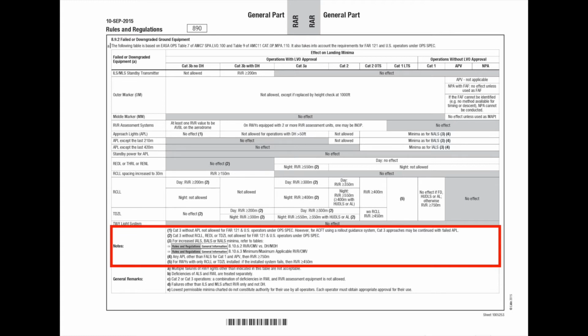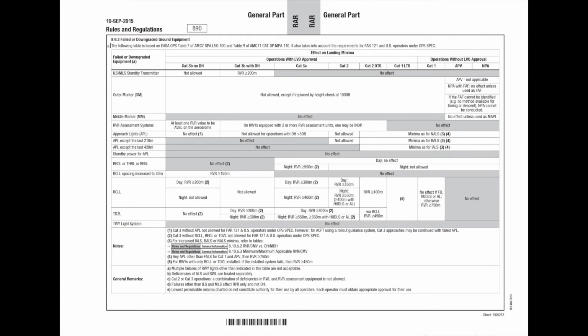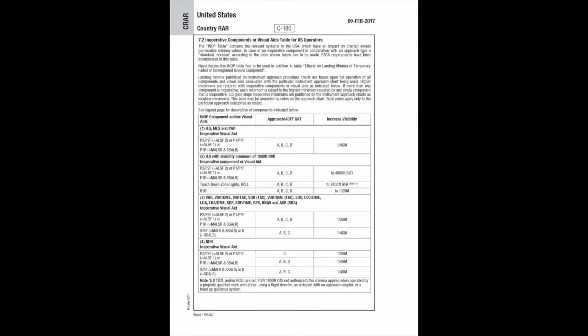A further example of this can be found in the Rules and Regulations section 821. Separate tables for U.S. and non-U.S. operators when operating within the U.S. are found within the United States Country Rules and Regulations section, CRAR. This table is for U.S. operators operating within the U.S. Simply locate the applicable approach type and the inoperative component and increase the visibility accordingly.